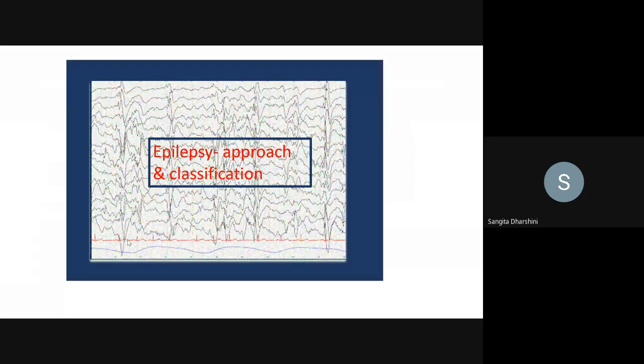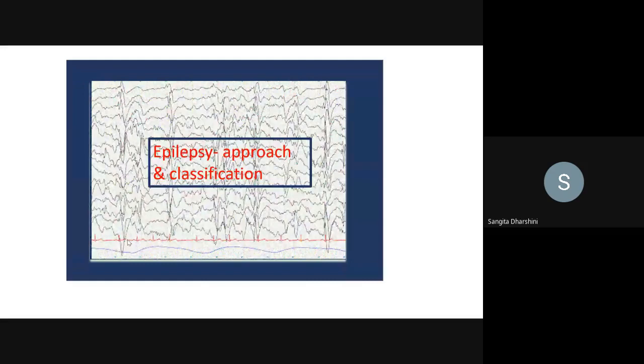Okay, great. I hope you guys are still with me. So I will speak now on epilepsy, approach and classification. In the background is an EEG, a very bad EEG of a child with epileptic encephalopathy, which means it's one of the not so good epilepsy syndromes.